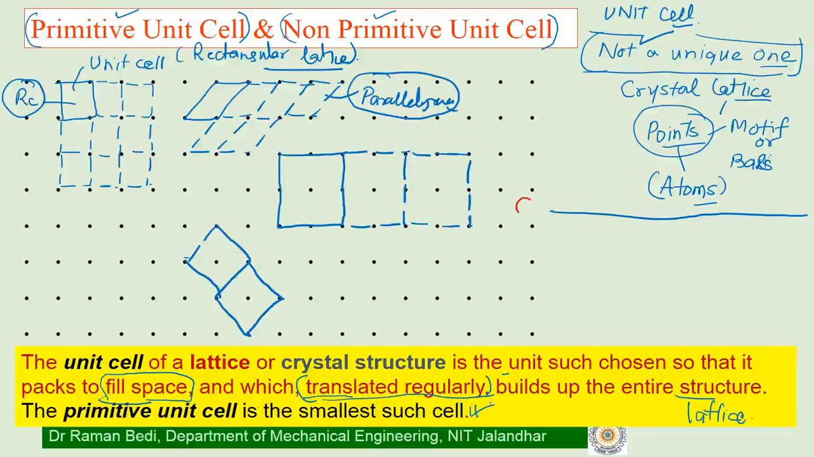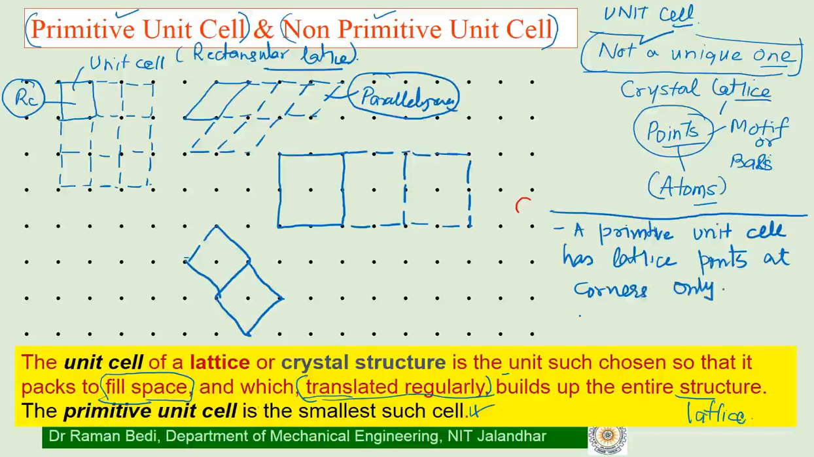One definition, we said that the primitive one happens to be the smallest unit cell in a lattice. There are better ways to understand it, and there are better definitions. One of the definitions says that a primitive unit cell has lattice points at corners only. A primitive unit cell is that unit cell which has got lattice points only at the corners.